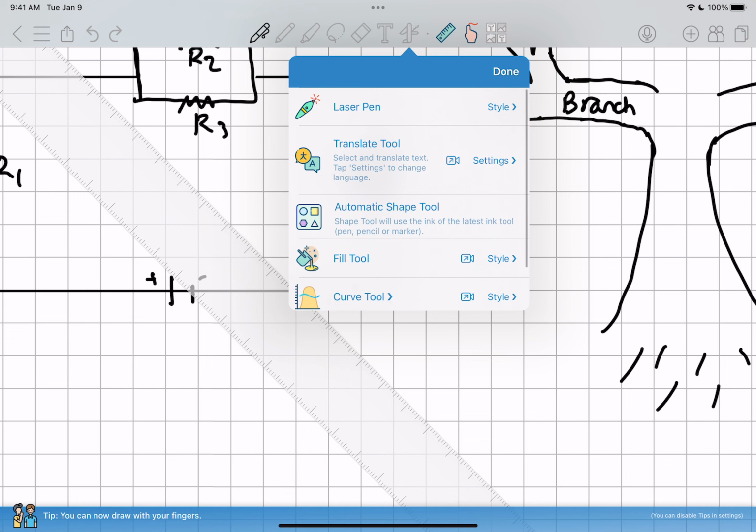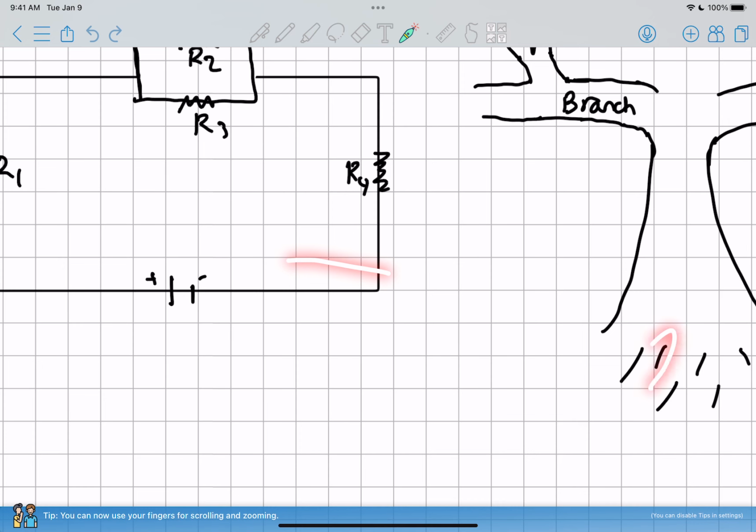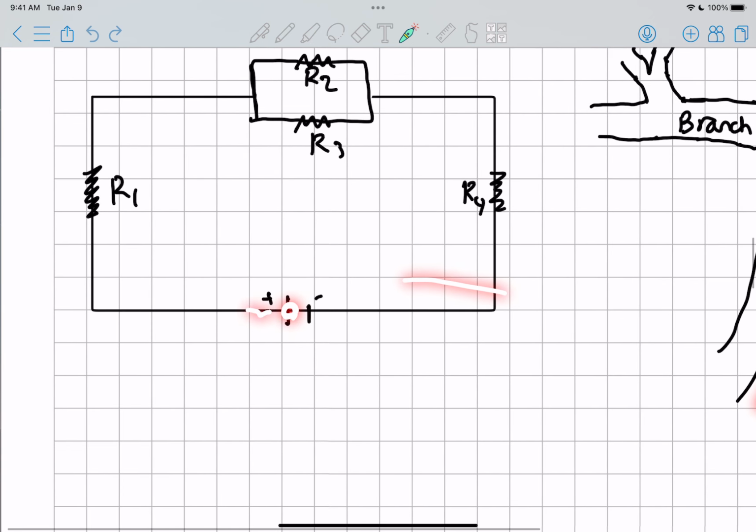Let me grab a little laser tool here. So here are the roots. Oops, I don't know why that's not writing. There we go. Here are the roots. Here's the battery, right? And this is going up the trunk, right? Here it's going up the trunk.